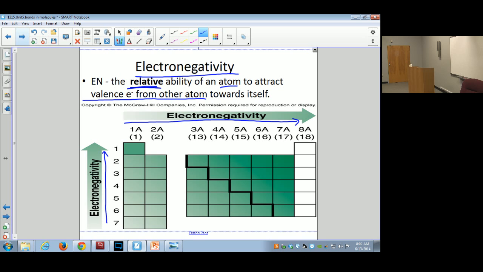And fluorine, this is in a different color, fluorine is the most electronegative. Fluorine has the greatest ability to pull electrons towards itself. While usually we use cesium, although I think francium has the same value, cesium is the lowest electronegativity. It has virtually no ability to pull an electron towards itself.